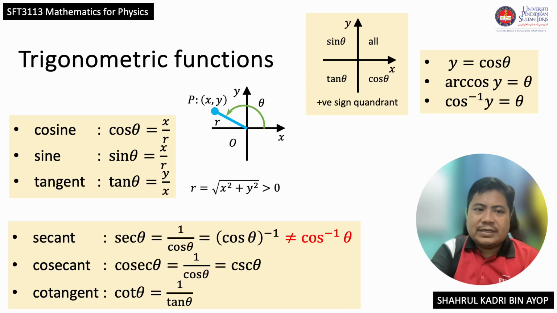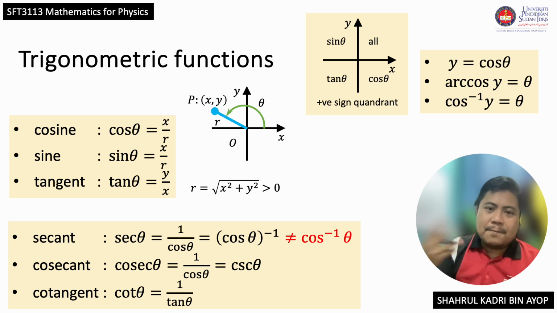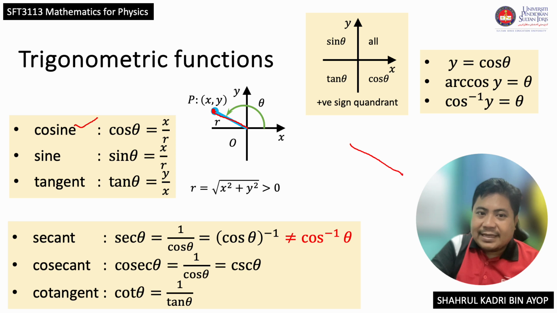Now we go to the trigonometric function. You have learned about it before, but let's relearn it. For the cosine function, we can use cos theta, referring to these coordinates. If this is theta and this is the point, then this is the radius, which is also equal to the hypotenuse, and this is y and this is x.